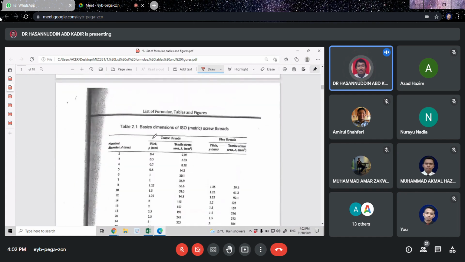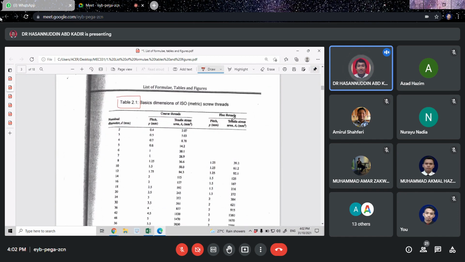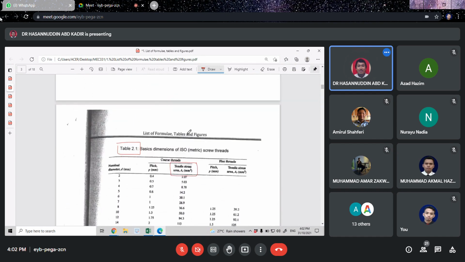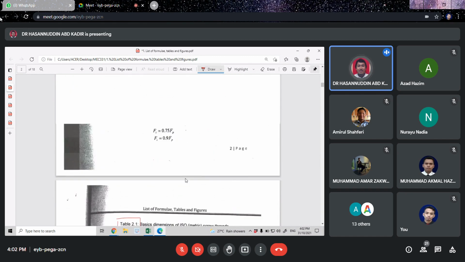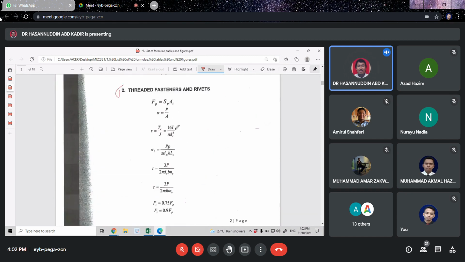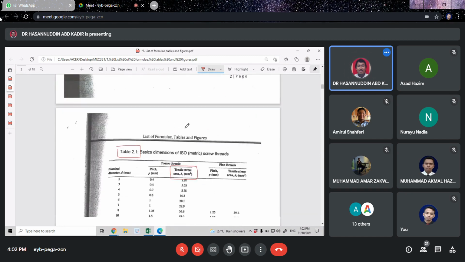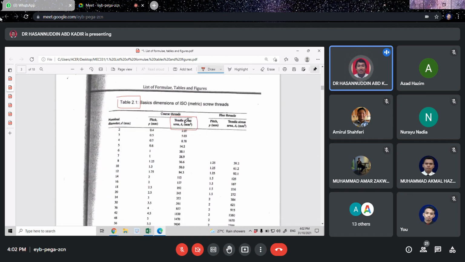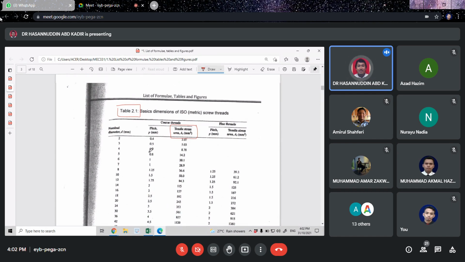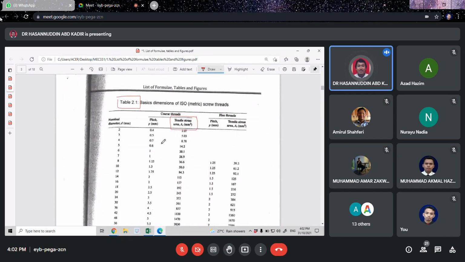Then we are also involved with Table 2.1, so please refer to this. They focus on the diameter here, and also the pitch and the AT. Please consider this AT, because some of the data here we will apply to this formula. AT is basically the tensile stress area, which we find based on the diameter given to you. So please have your list of formulas and this table.